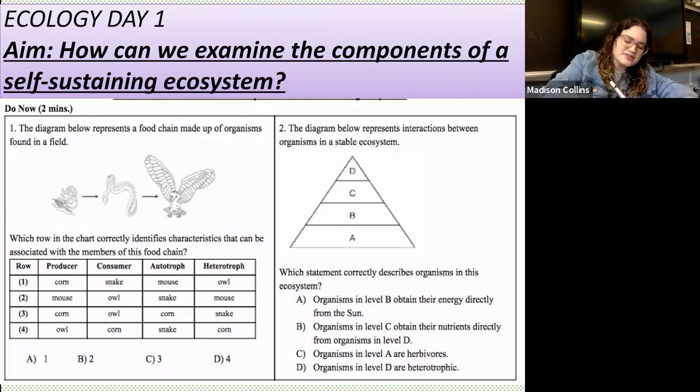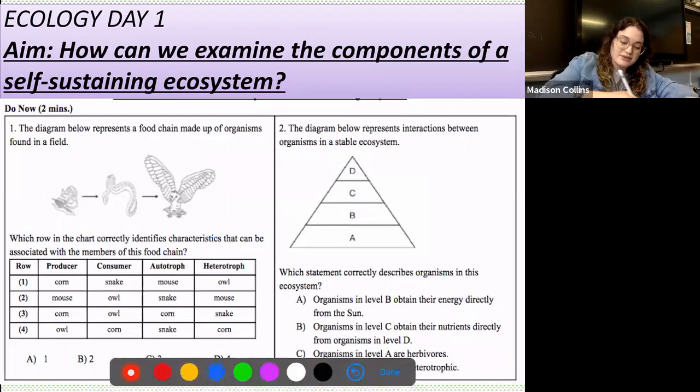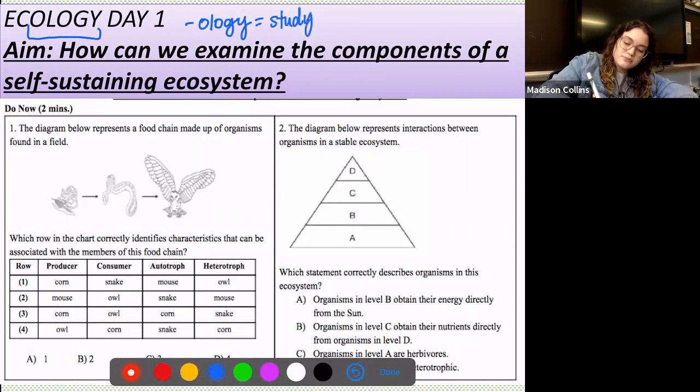Well, whenever you see this word ology or the suffix ology at the end of a word, we're talking about the study of something. Okay, so biology is the study of life. Zoology is the study of animals, but what is ecology?